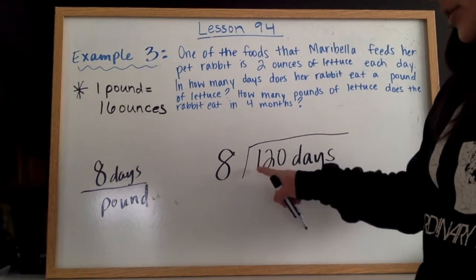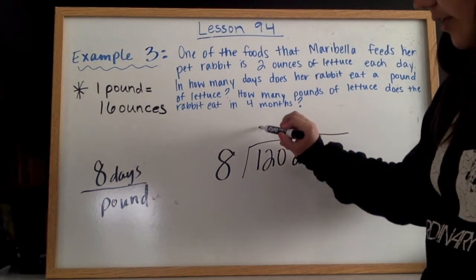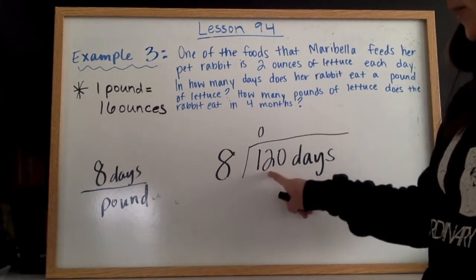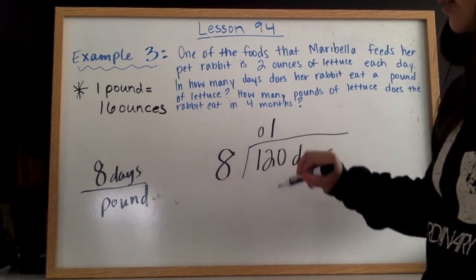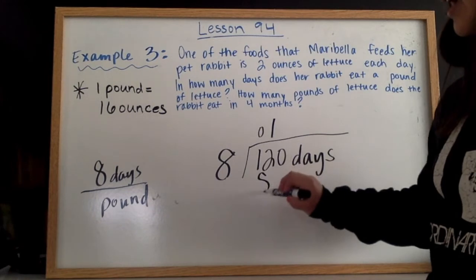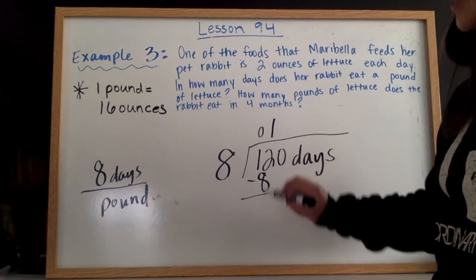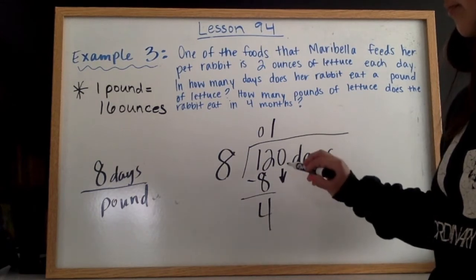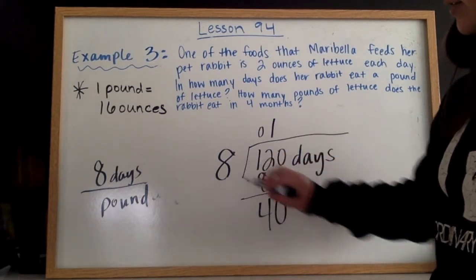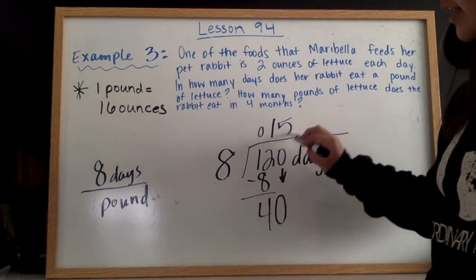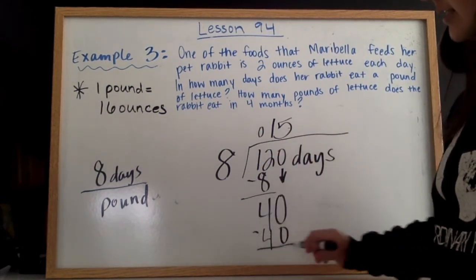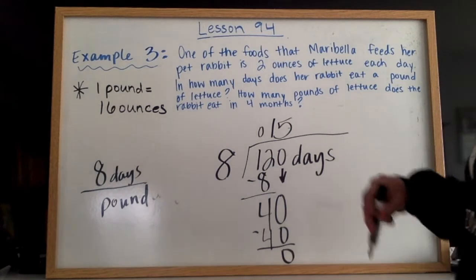8 does not go into 1, so I'm going to put a 0 there, or you can just skip it. 8 goes into 12 once. 8 times 1 is 8. 12 minus 8 is 4. Bring down this 0. 8 goes into 40 5 times. 5 times 8 is 40. Subtract and get 0. Nothing else to bring down.